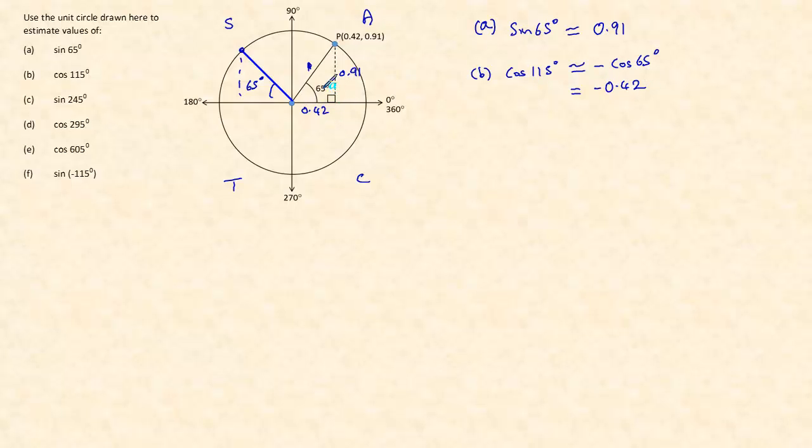Remember, the cosine of 65 would be the adjacent divided by the hypotenuse, and the hypotenuse is just 1 because we have a unit circle.